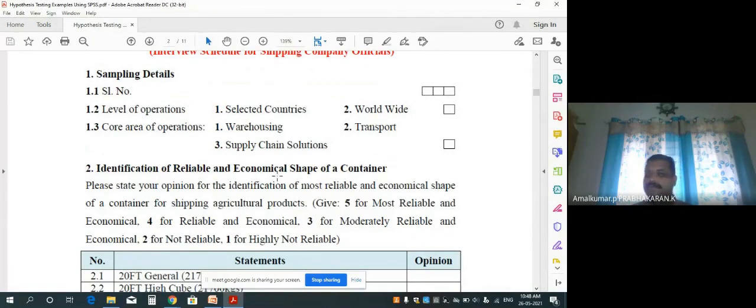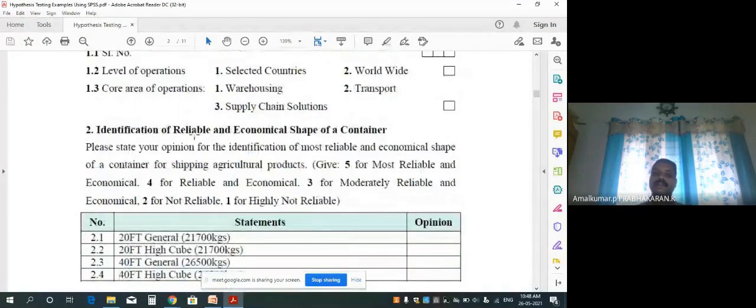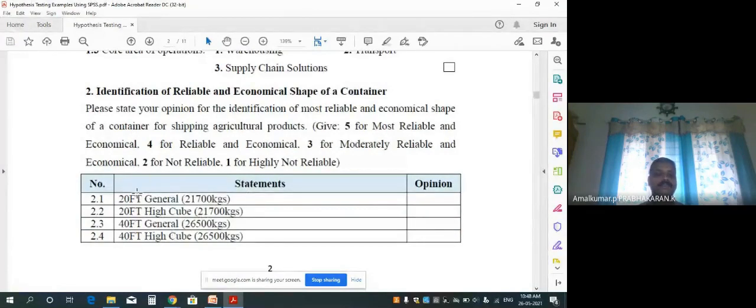identification of the reliable and economical shape of a container. In order to identify the reliable and economical shape of a container, first the researcher identified what are the different shapes of containers available in a shipping company. These are the four different shapes of containers available. The first one is the 20 feet general container, the second one is the 20 feet high cube container, the third one is the 40 feet general container, and the last one is the 40 feet high cube container. These are the different shapes of containers that are available in a shipping company.